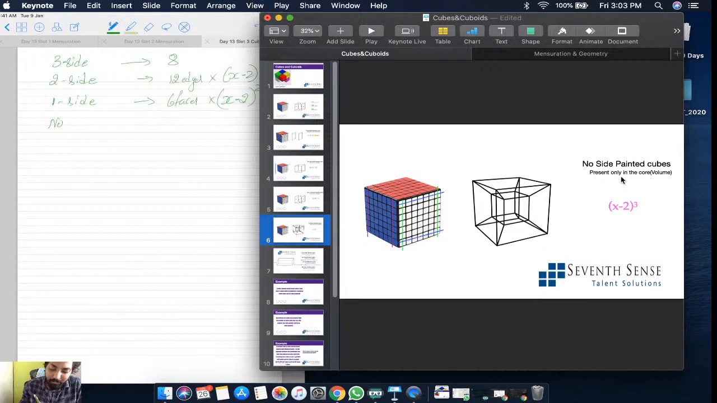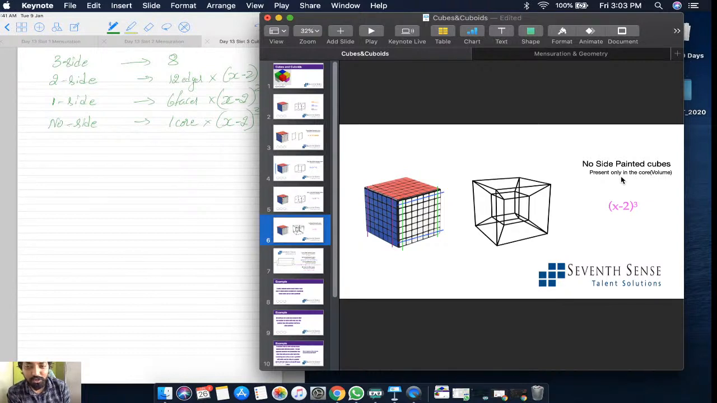No side painted will be in the core. One core into x minus 2 whole cube. There will be only one core. There will not be multiple cores. And core is a volumetric function. And a volumetric function will always have a cubic equation.